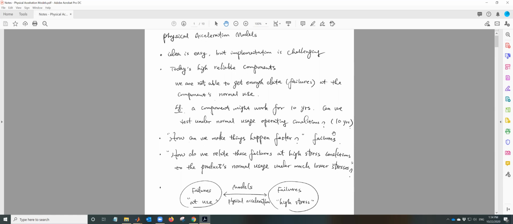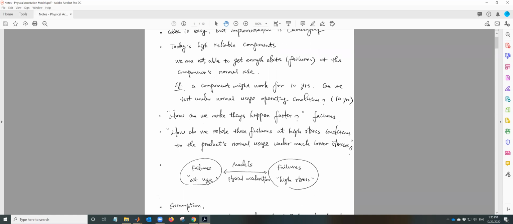In reliability engineering, we try to make failures happen faster, and we check how the failures at high stress conditions are related to the product's normal use condition under much lower stress. This is called stress testing. We have failures at a use condition and also failures at experimental conditions, like highly stressed conditions. So: normal use, stress condition.